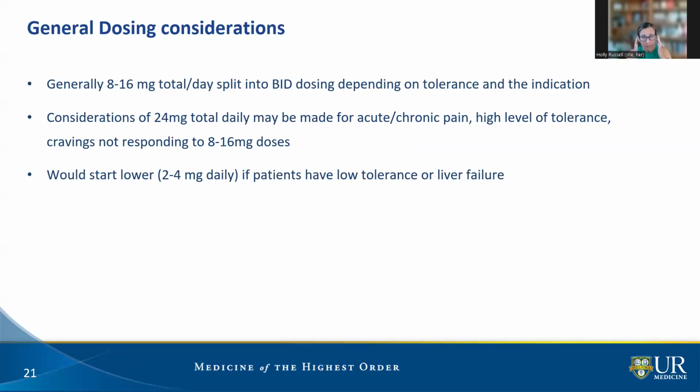For patients that have low tolerance, who have not been on opioids chronically, I generally recommend starting lower, in the 2 to 4 milligram daily dose range, particularly if there's any liver failure involved. Those patients, you absolutely need to start on a lower dose.